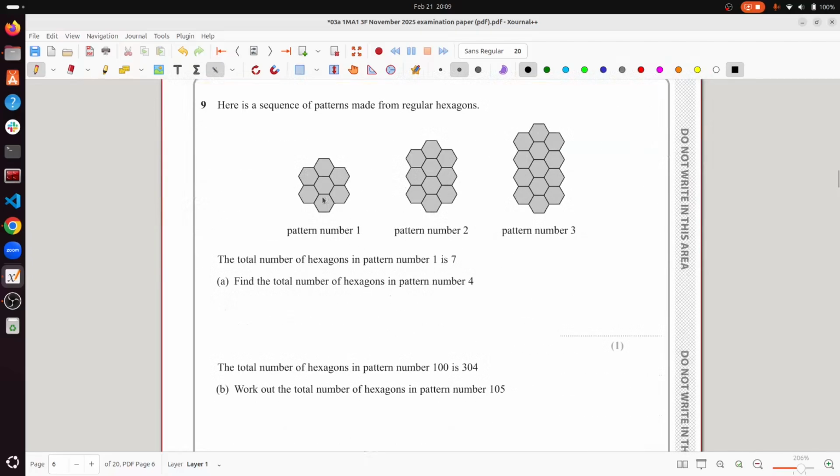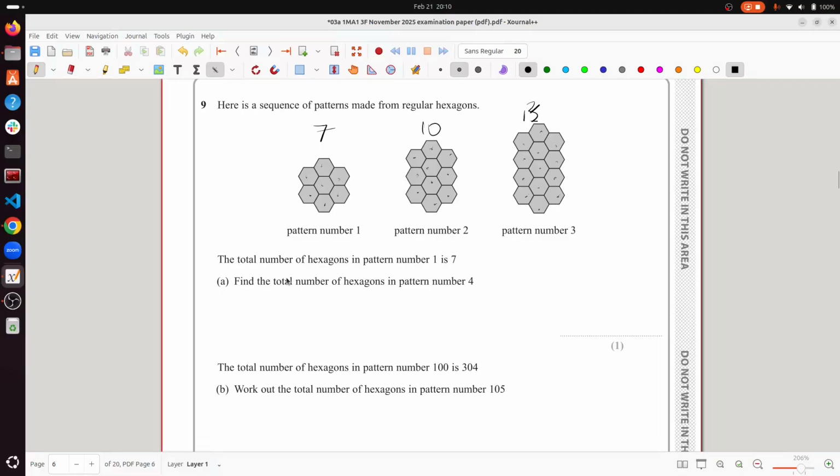For number 9, it says here is a sequence of patterns made from regular hexagons. Pattern number 1, we have it. Pattern number 2, we have it. Pattern number 3, we have it. The total number of hexagons in pattern number 1 is 7. So we have 7 there. So we can see a sequence now.